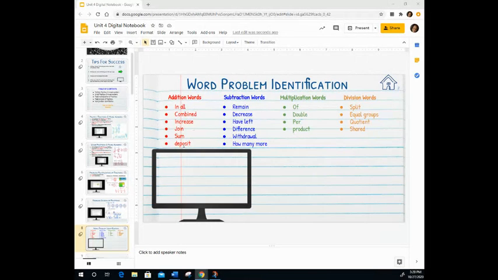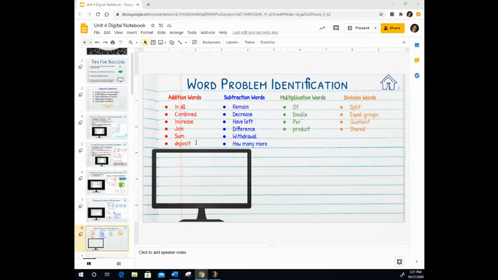We have some addition words: in all, combined, increase, join, sum, and deposit. All of those words that you see in red are words that could mean addition in a word problem. Let's look at the blue words. Those are subtraction words: remain, decrease, have left, difference, withdraw, and how many more. Again, these are words you might see in a word problem that might mean subtraction.